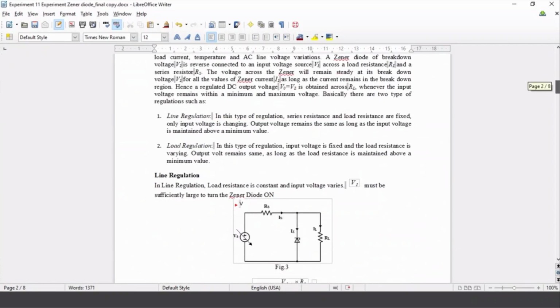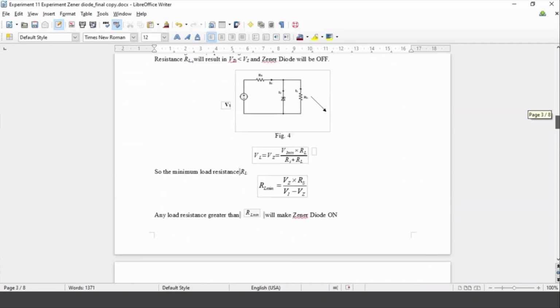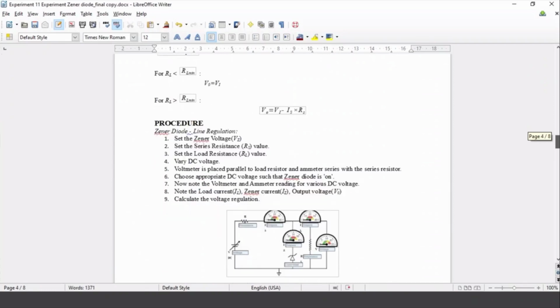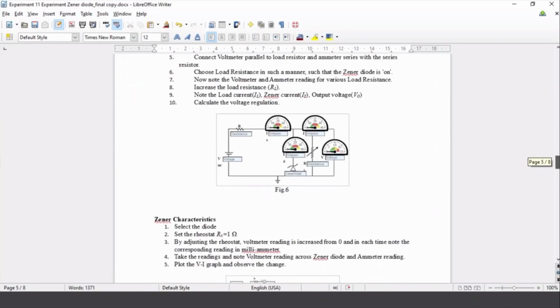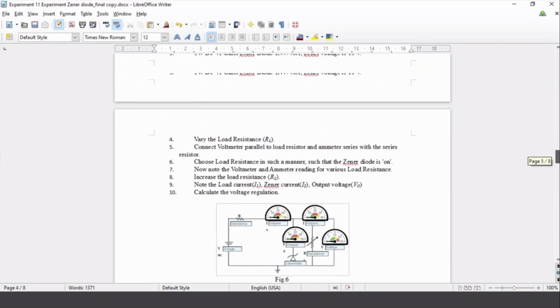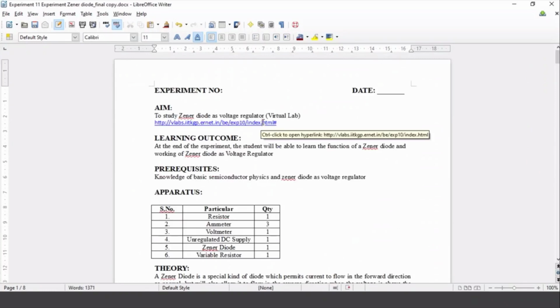Okay, so some theory is given, and line regulation and load regulation are also discussed, which we just derived. And we can do this Zener diode line regulation and load regulation in a virtual lab platform. To do that, there is a link given at the top itself to study the Zener diode as a voltage regulator. We click on this, and open it.